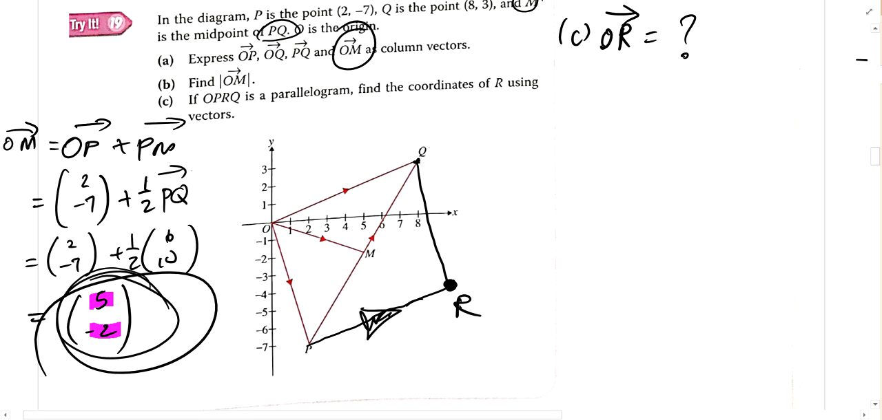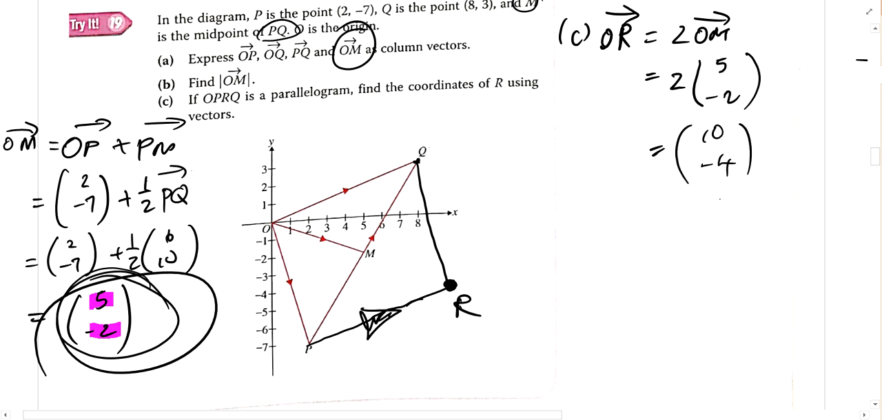What property are you using? Sounds familiar. Did you come up with that the last time? Yeah, okay. Harith mentioned something like this before. So yes, your OR is actually 2 times of OM. Because by the diagonals of a parallelogram, they will bisect each other. So yes, this will definitely give you the answer, which will be 2 times of 5 and negative 2, which is 10 and negative 4. So the coordinates must be 10, negative 4.